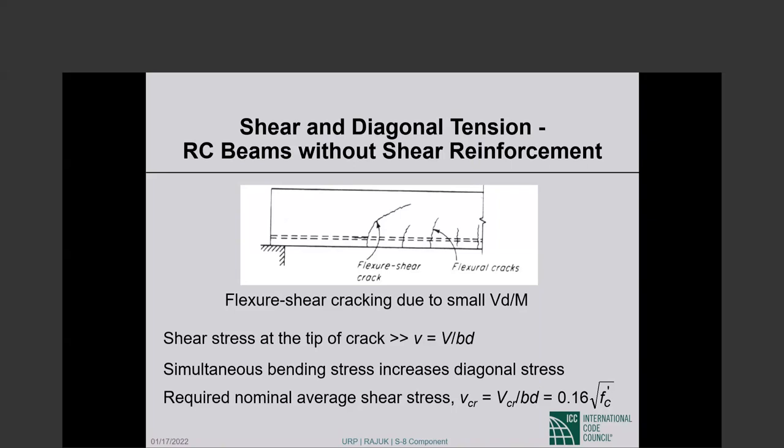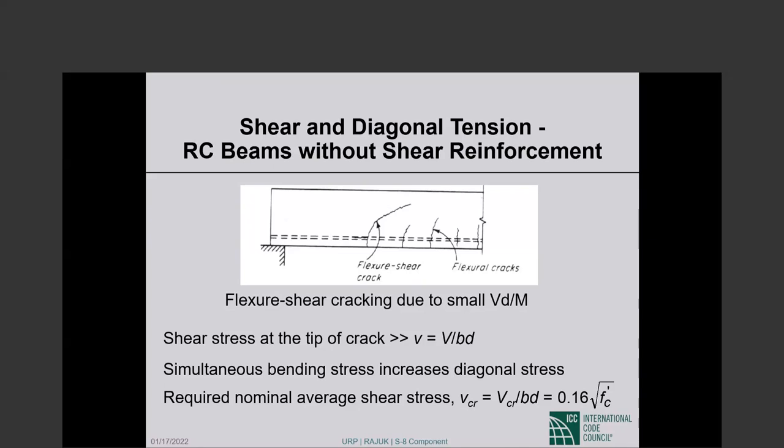Now, so flexure shear cracking happens at a significantly lower stress than the 0.29 square root of f sub c prime value that I showed you on the previous slide. It tends to happen around half of that. We take it as 0.16 square root of f sub c prime. So web shear cracking stress is 0.29 square root of f sub c prime. Flexure shear cracking stress, on the other hand, is 0.16 square root of f sub c prime.